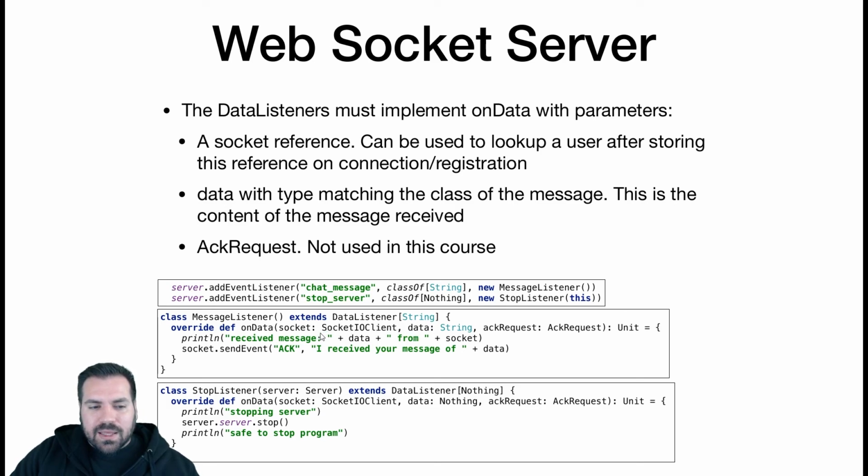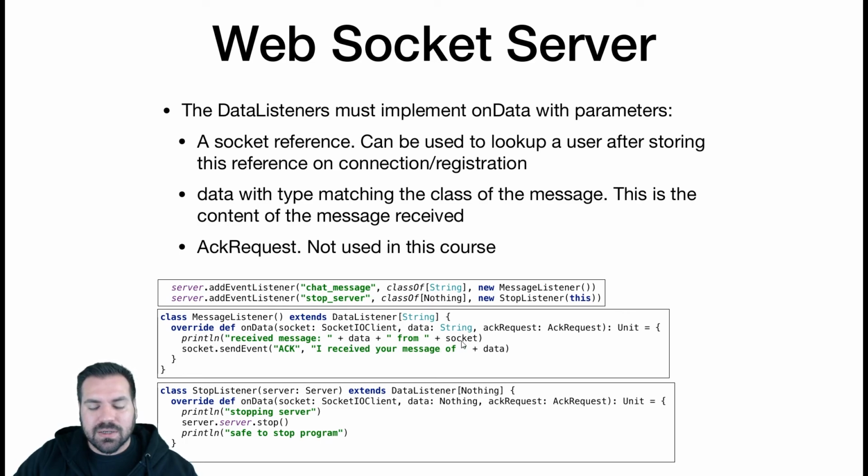So we get the socket that sent this message, the message that they actually sent, and finally an ACK request, which, hey, we're not going to use in CSE 116, so you can flat out ignore this. It does have to be there because it's part of the definition of the onData method that we're overriding. But we're not going to ever do anything with this ACK request. And this returns unit for what it's worth. So whenever we receive a message, this method is just going to print out that message to the screen.